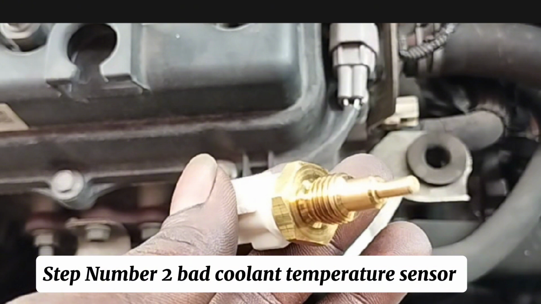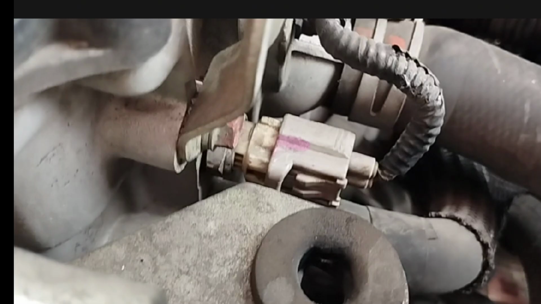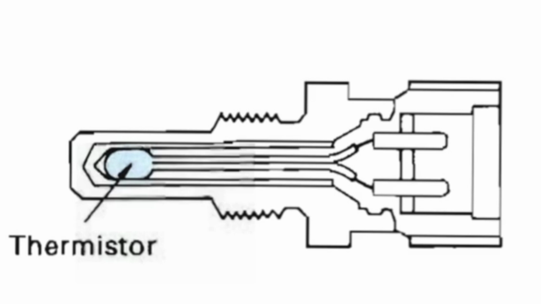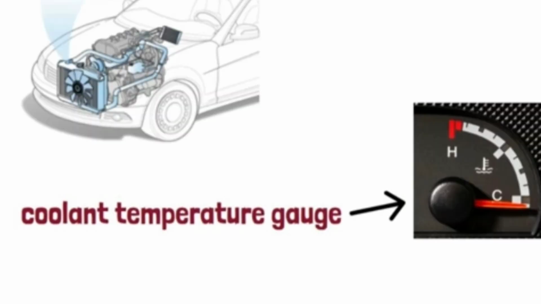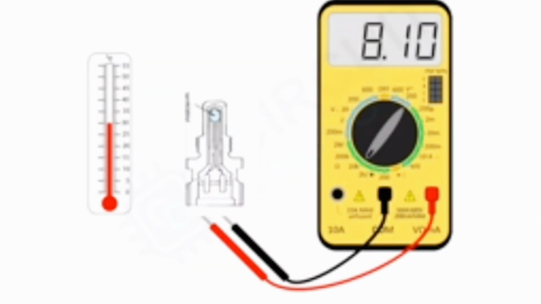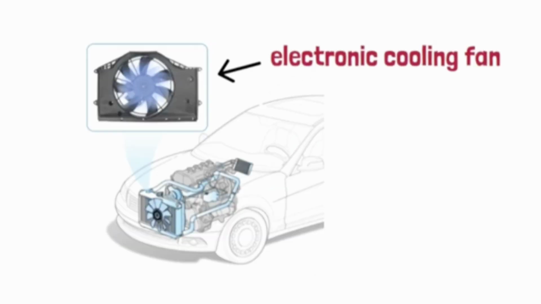Step number 2. Bad coolant temperature sensor. A coolant temperature sensor, CTS/ECT, is a thermistor, a variable resistor, that changes its electrical resistance based on engine temperature. As the engine warms up, its resistance decreases, causing the voltage sent to the ECU to drop, which informs the computer to adjust fuel mixture, ignition timing, and radiator fan operation.